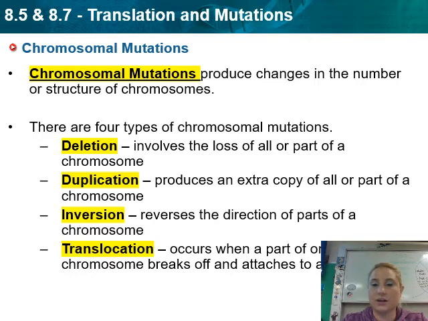In deletion, it sounds just like the word. It involves the loss of all or part of a chromosome. Duplication sounds just like what it is. It produces an extra copy of all or part of a chromosome. Inversion actually reverses and changes around the parts of a chromosome. And then translocation occurs when part of one chromosome breaks off and attaches to another one.